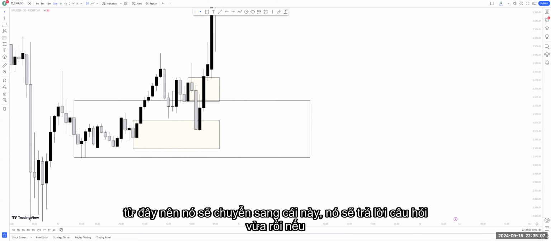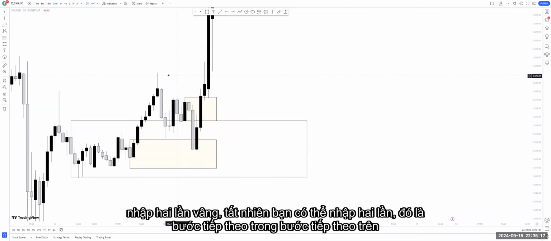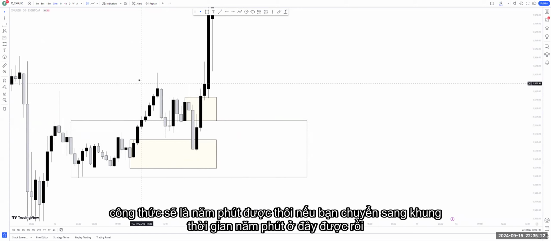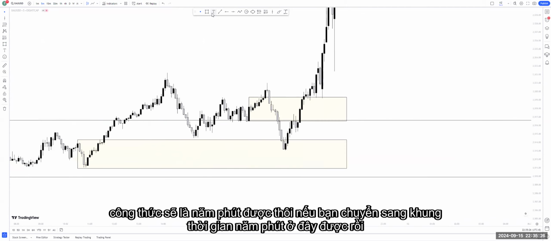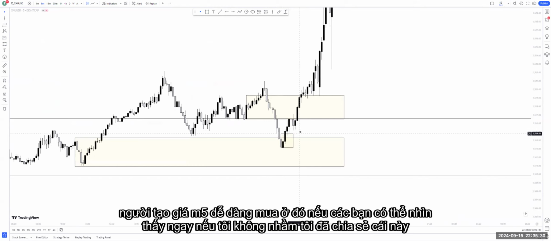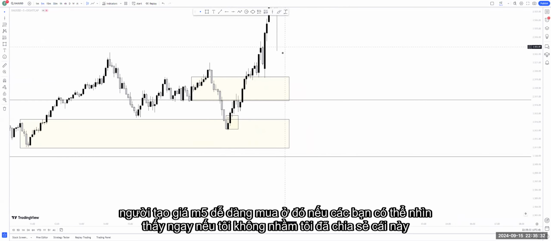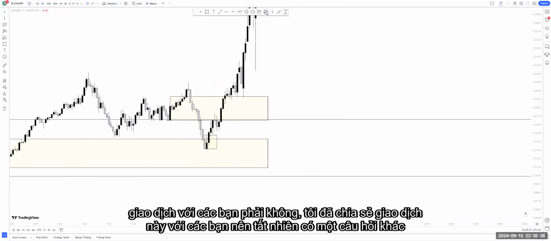This is going to answer the question from Lazarus now. If we have the zone at the back, which is this one, plus a new zone, which is this one, can we enter twice? Yes, of course, you can enter twice, which is the next SOP. The next step in the formula is to go to the 5 minutes time frame. If you go to the 5 minutes time frame over here, the price created an M5 engulfing buy there, if you guys can see. If I'm not mistaken, I shared this trade with you guys.